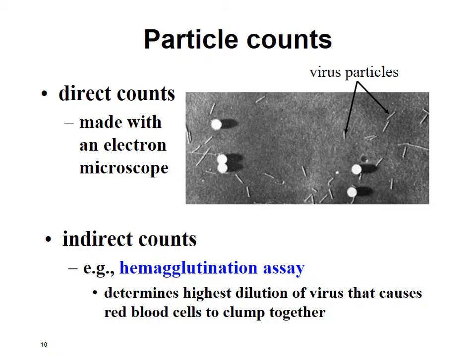And the indirect method of counting virus particles is called the hemagglutination assay. So we know that many viruses can bind to the surface of red blood cells. And if there's enough of them, the red blood cells will clump together and settle out of suspension, and this is termed agglutination. So the red blood cells are mixed with a series of virus dilutions, and then each mixture is examined. The highest dilution that causes agglutination to occur is referred to as the hemagglutination titer.